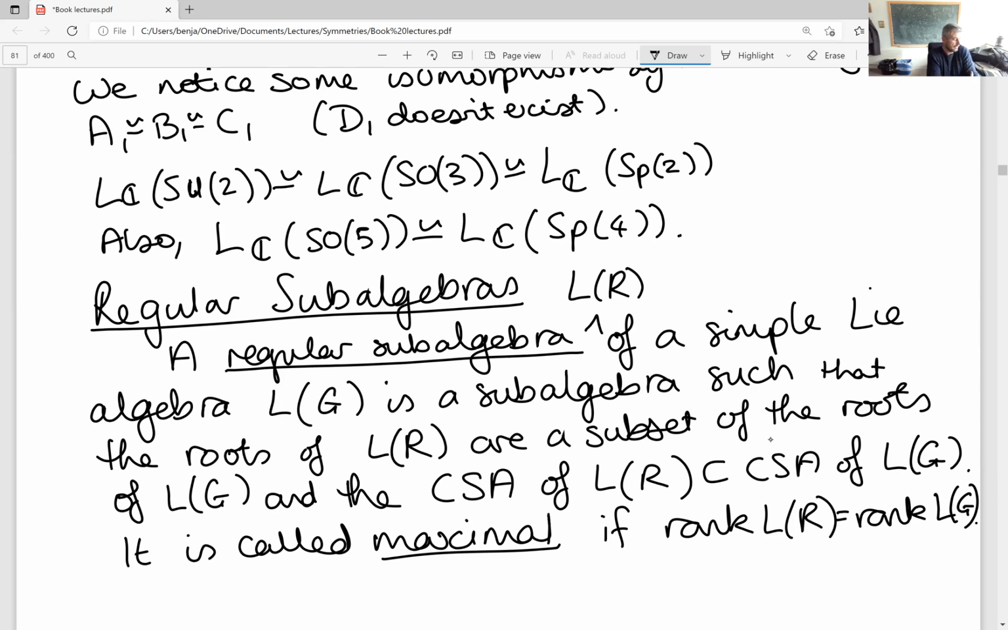So our Dynkin diagram is a diagram of the roots. If we just remove some of those, then we can find some of these regular subalgebras easily.